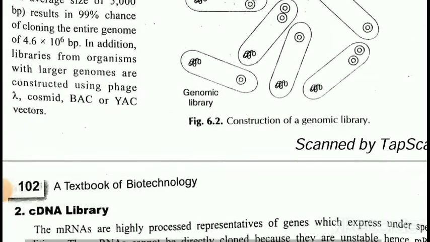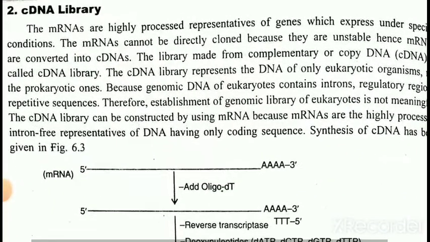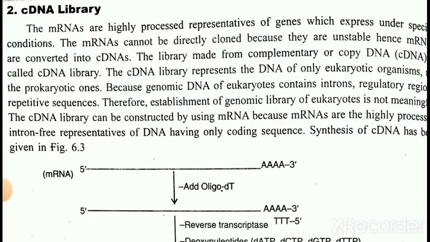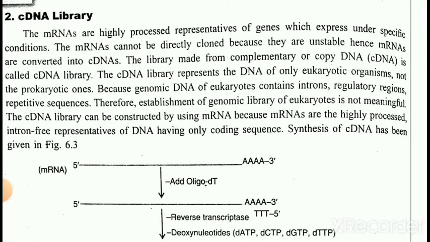In addition, libraries from organisms with larger genomes are constructed using phage lambda, cosmid, and BAC vectors. See Figure 2. cDNA library. The mRNAs are highly processed representatives of genes which express under specific conditions. The mRNAs cannot be directly cloned because they are unstable, hence mRNAs are converted into cDNAs. The library made from complementary or copy DNA, cDNA, is called cDNA library.